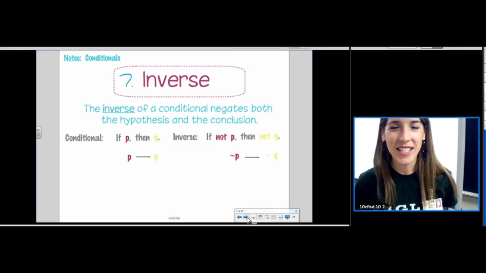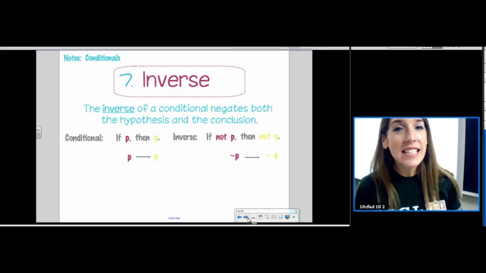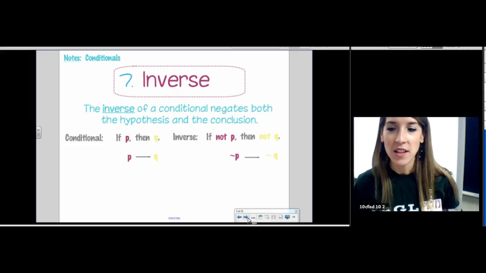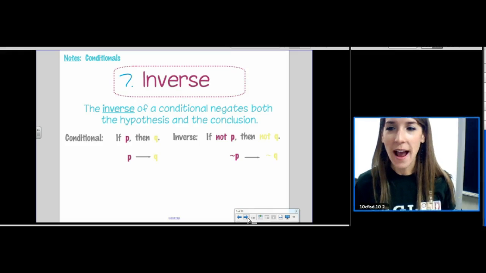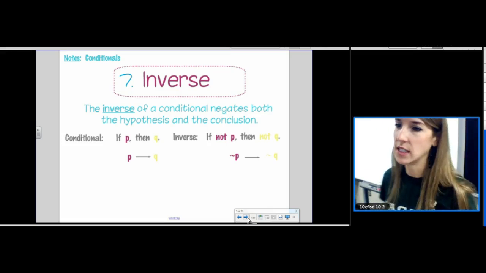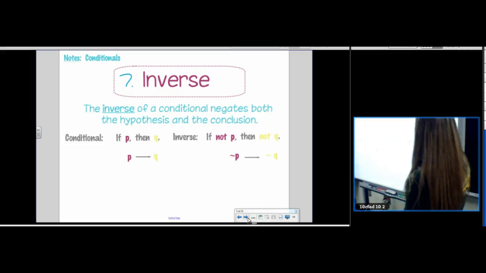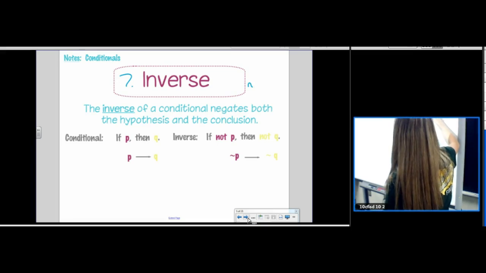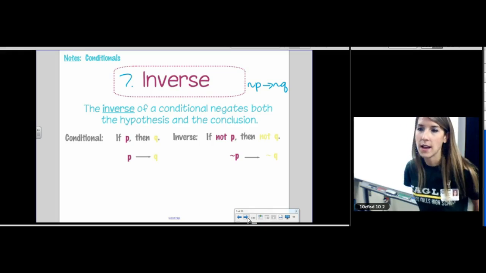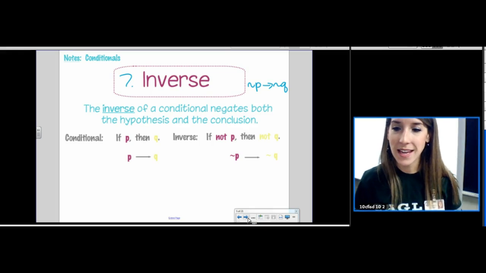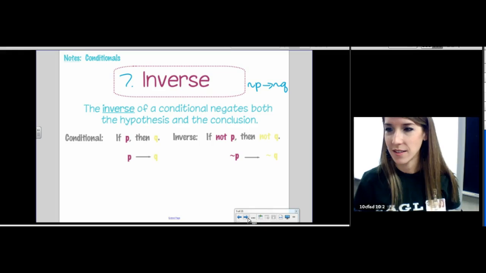The inverse is going to negate the hypothesis and the conclusion. So inverse sounds kind of like converse. So we're adding on to these words. Inverse negates the hypothesis and the conclusion. That yellow is hard to see. So for the notation, you're writing not P, then not Q. That's the notation. Squiggly P, then squiggly Q.